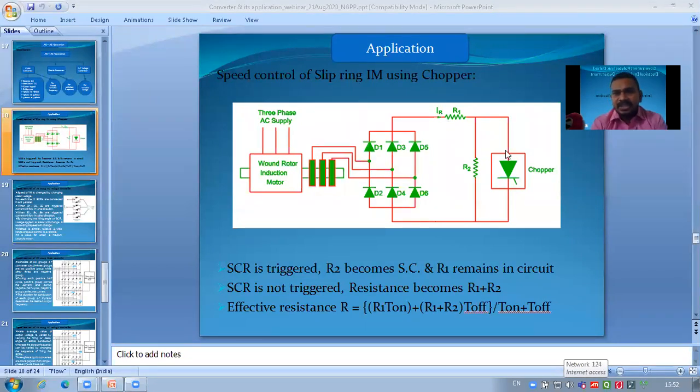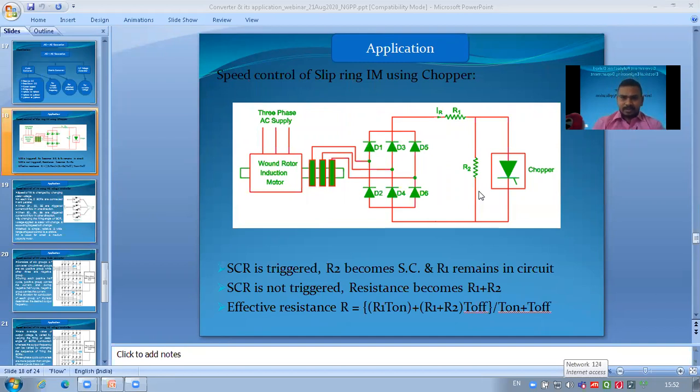Okay, when this thyristor is not triggered, from this terminal to this terminal it becomes open circuited. So there is no role of this thyristor in this circuit because it becomes open circuited. So when we are not triggering this thyristor during the T off time period, these two resistances R1 and R2 are connected in series. So the total resistance becomes R1 plus R2.